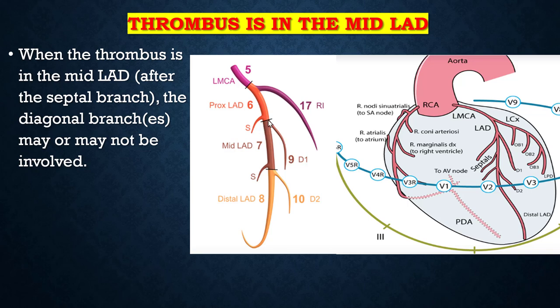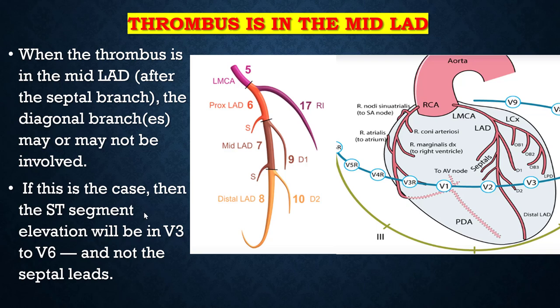When this obstruction is proximal to the septal branches, as the septal and diagonal branches are close to each other, the diagonal branches may or may not be involved in this condition. But if the obstruction is proximal to the first septal artery, then the ST segment elevation will be in V3 to V6 and not the septal leads. You can see that the septal branch is spared or not involved in the obstruction.